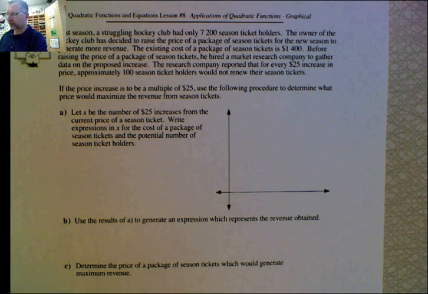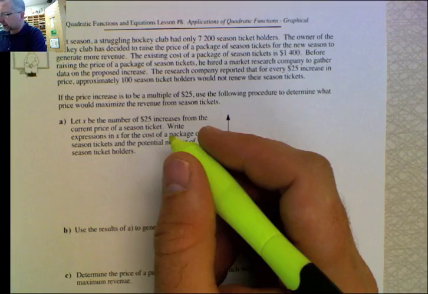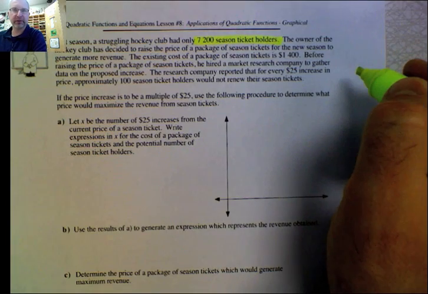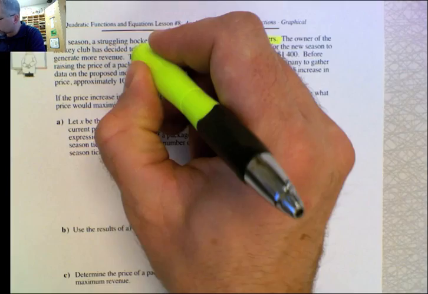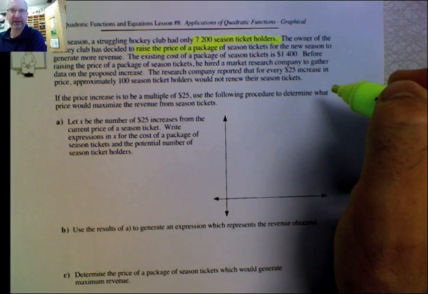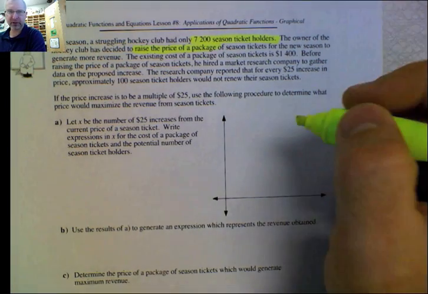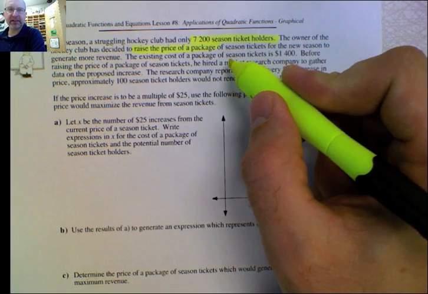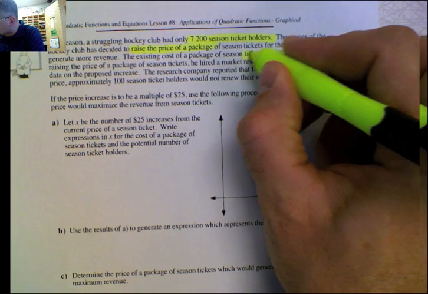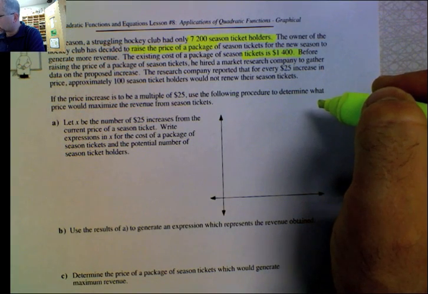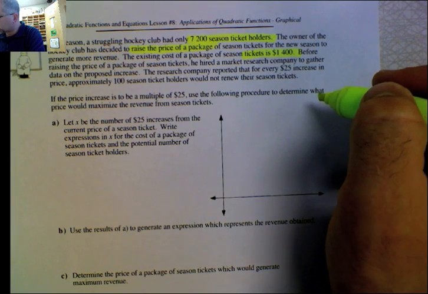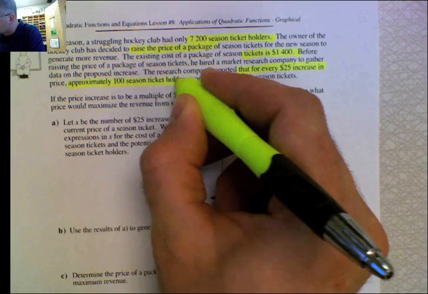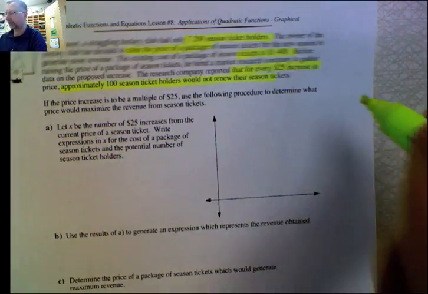So in this particular question, it says, last season, we had a struggling hockey club who had 7,200 season ticket holders. So that's important to know. It says the owner decided to raise the price of the package of season tickets. We need to know, is the price going up or is the price going down? It says the existing cost of a package of season tickets is $1,400 before he raised the price. And research reported that for every $25 increase, approximately 100 season ticket holders would not renew their tickets.